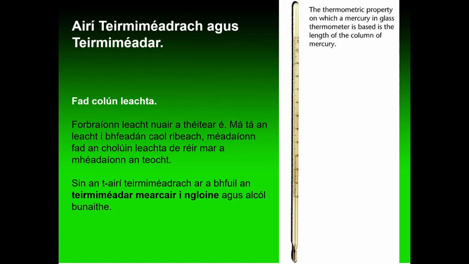Okay? Now, there is a mercury thermometer, and I guess an alcohol one. So that is the thermometric property: the length of the column changes due to a change in temperature.